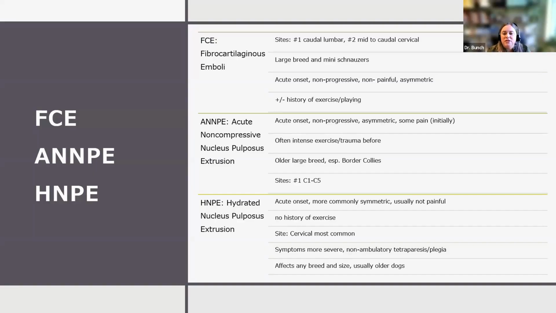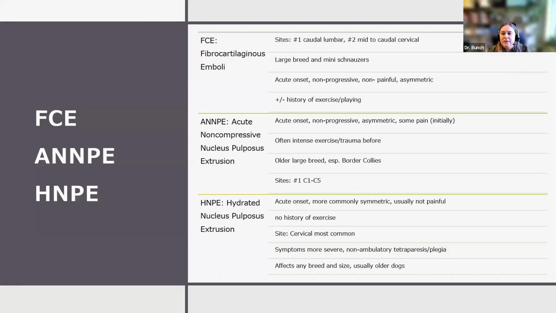HNPE, so these are a little more interesting. These are a hydrated nucleus pulposus extrusion. So some amount of a well-hydrated gelatinous extradural material can be identified in the vertebral canal with some varying degree of compression. But what they found with these is that, surgery versus conservative management, there's been no data to say one is better than the other. And so you can do surgery, and they sometimes will, but oftentimes your conservative management has the same outcome. And so we typically hear most of these end up being conservatively managed.